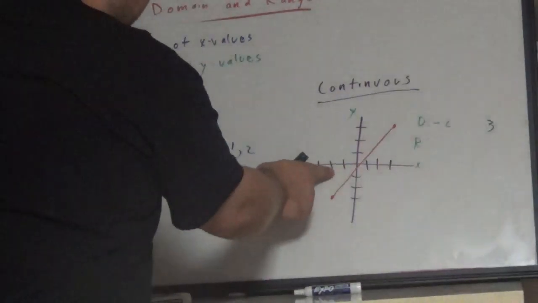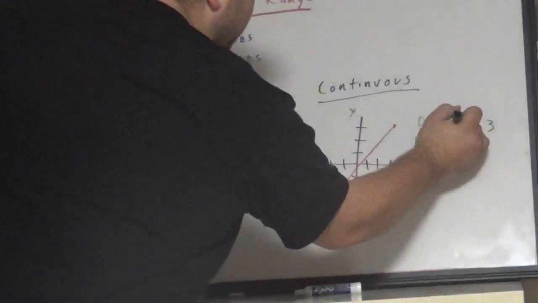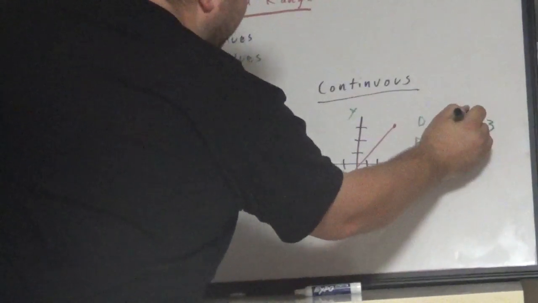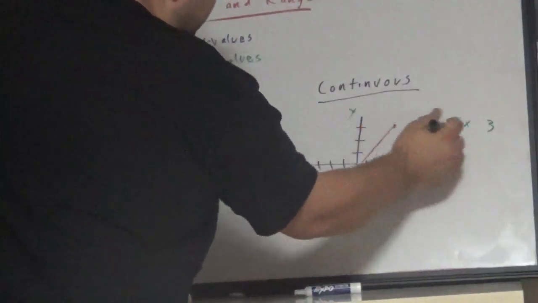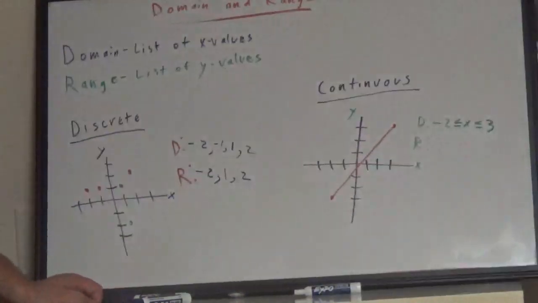Our lowest number, our furthest left number, is negative 2. So we have negative 2 less than or equal to x. And then our biggest number is 3, and we have less than or equal to 3. That is our format.